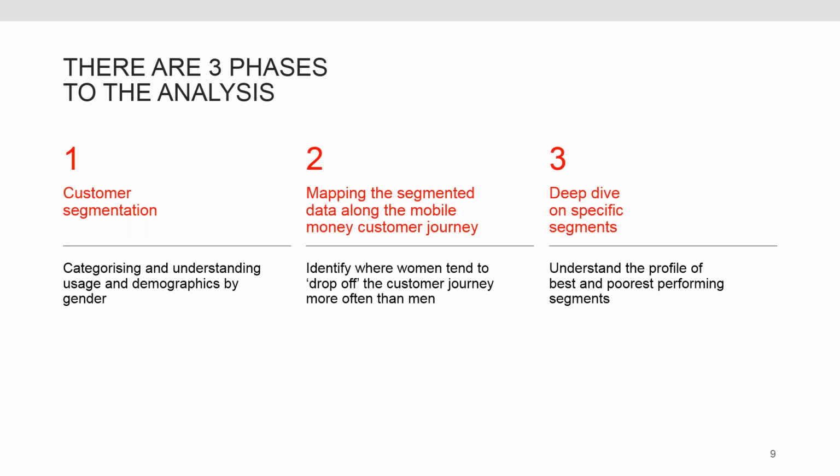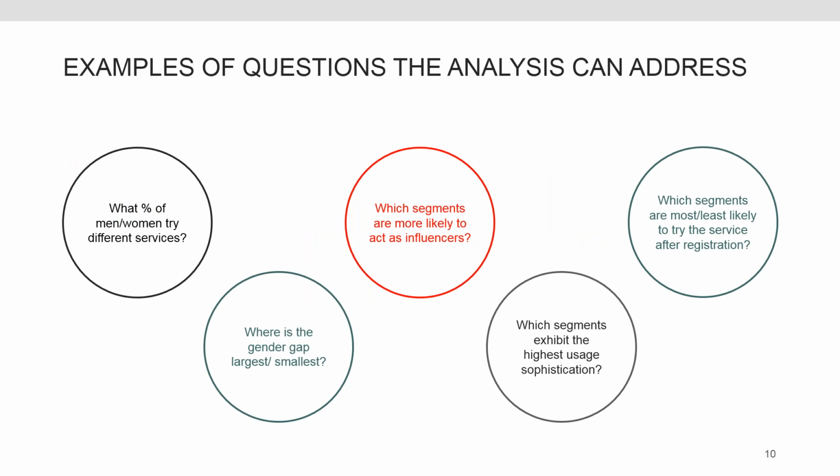So there are three phases to the analysis that I'm going to lay out today. The first is customer segmentation across usage and demographics. I'll get into that in the next couple of slides. The second is mapping the segmented data along a mobile money customer journey. And then finally, it's to deep dive on specific segments and answer the questions that this analysis of this stage has raised.